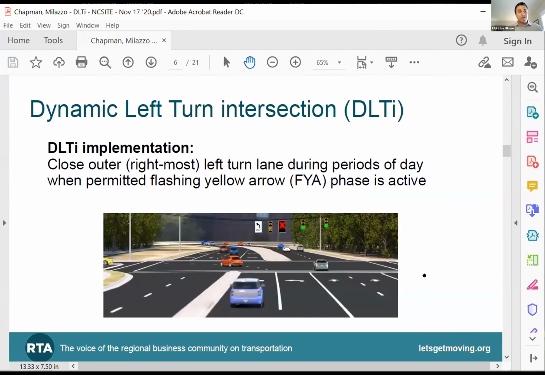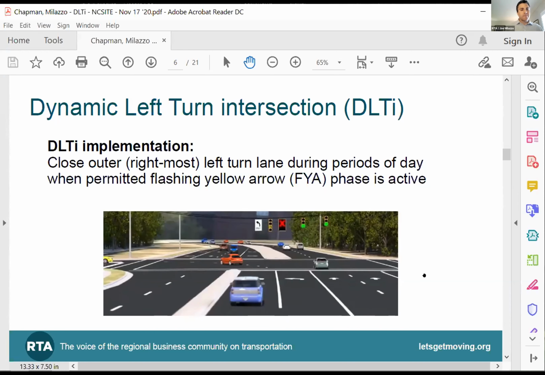To implement it, you simply close the rightmost or the outer, however you want to call that, left turn lane during the periods of day when you want to have the flashing yellow arrow phase available. You can see that here. This is a simulation or an image of a simulation created by the department. I think it's very well done. And you can see the red X displayed electronically over the rightmost left turn lane. The leftmost left turn lane, it's a static sign. It could be dynamic as well, just for visibility, but the first installation has been static. And of course, you see a 4-section head posted there.